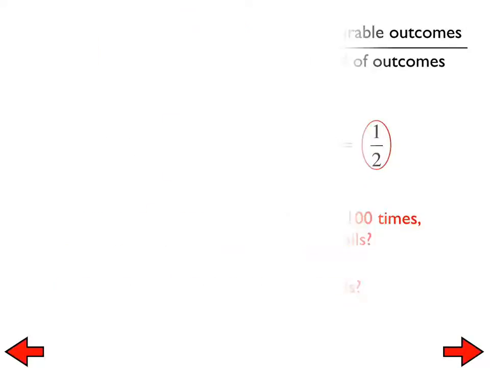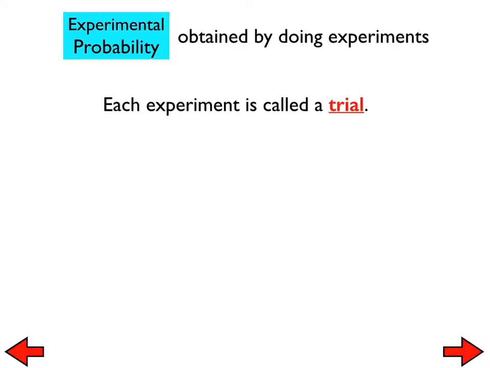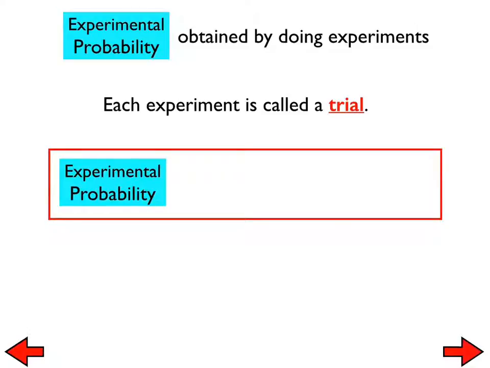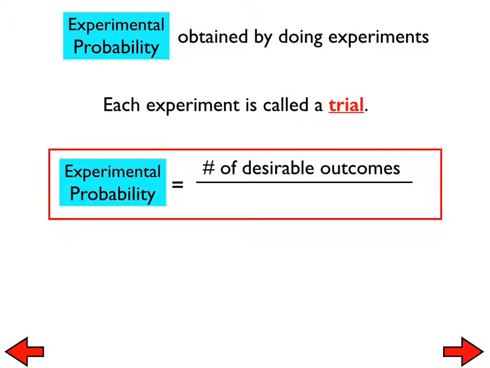So what we're about to do here is an experimental probability, and that's obtained by doing experiments. To save time, I'm going to use a website that can generate all of them, and I kind of did that a little bit yesterday with the rolling of the dice, where we were adding them together. Experimental probability is obtained by doing experiments, and each experiment is called a trial. We talked about that yesterday. The idea of finding experimental probability is exactly the same as theoretical probability. It's still the number of desirable outcomes over the total number of outcomes.